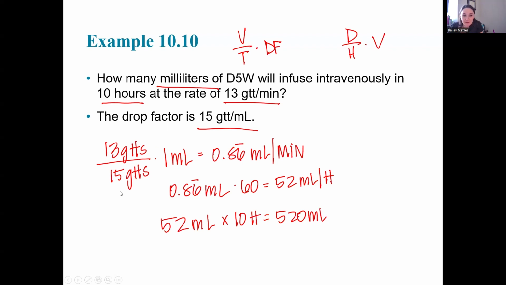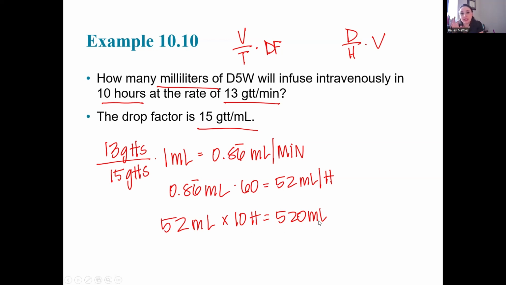So 13 divided by 15 times our volume, okay? And we get 0.86 repeating. Remember, keep it big, ugly, nasty. That will give us our milliliters per minute, okay? When we multiply this big, ugly number by 60 minutes, because 60 minutes are in an hour, right? You get 52 milliliters an hour now. Okay. Now I want to know how much will infuse in 10 hours. So if it's 52 milliliters an hour, I just multiply 52 times 10 and I get 520.